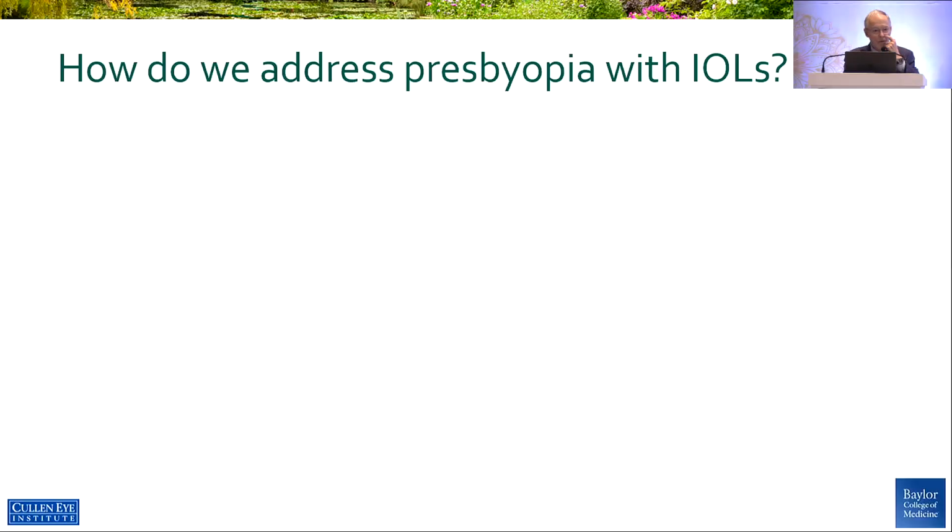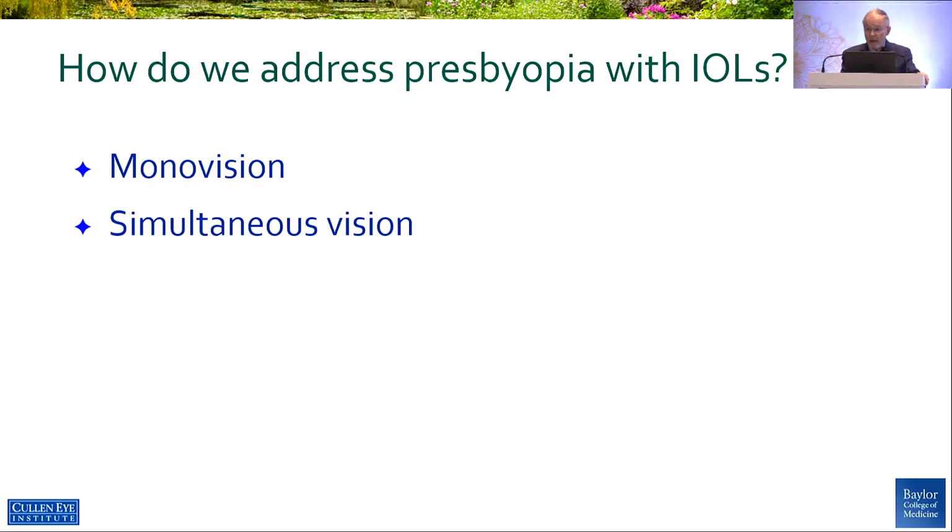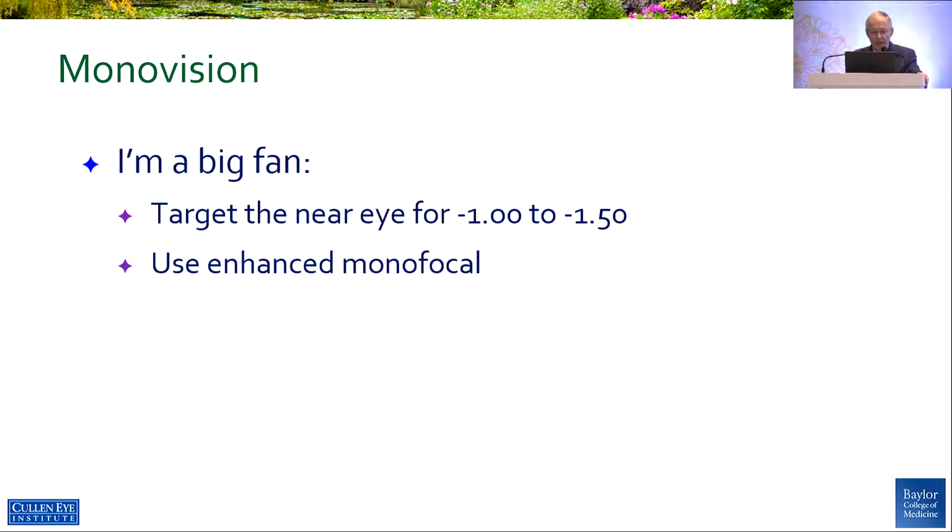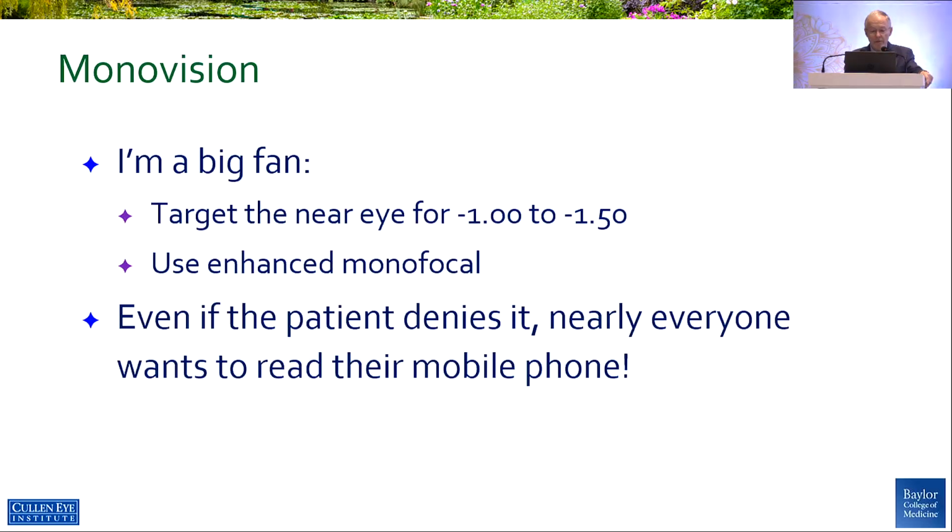I'm going to talk on a very different topic, which is about presbyopia correcting IOLs and setting up a framework of where we are. Well, how do we address presbyopia with IOLs? We can do it with monovision, with simultaneous vision, with accommodating IOLs. Monovision is actually something I use a lot. I'm a big fan. I like to target about -1 to -1.50 for the near eye and use an enhanced monofocal to give that extra depth of focus.